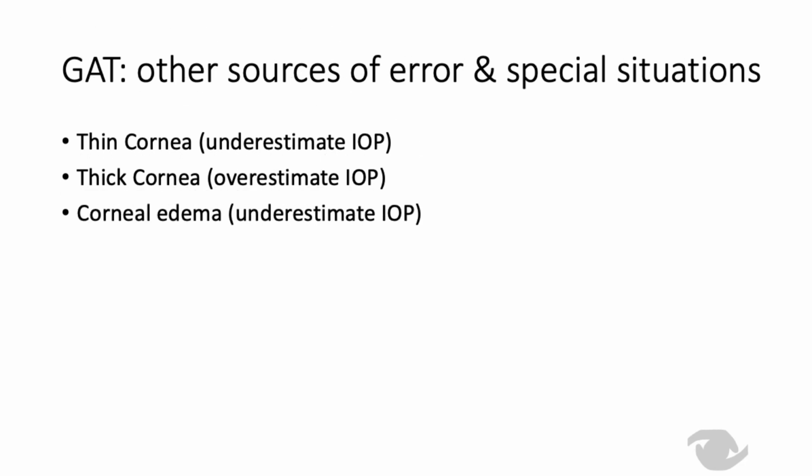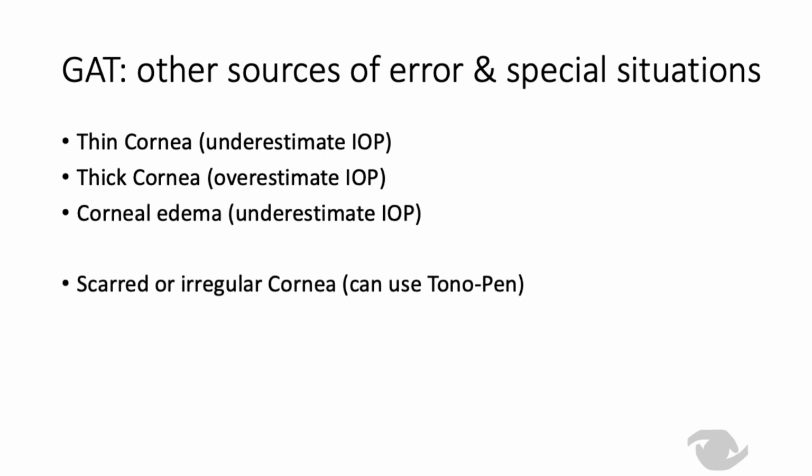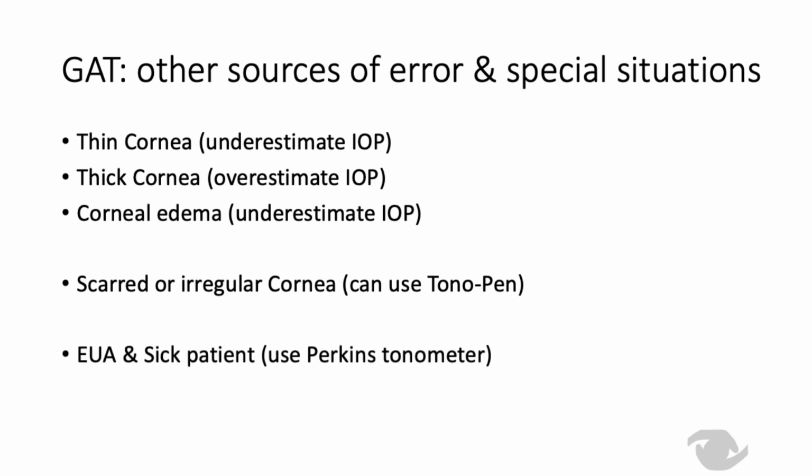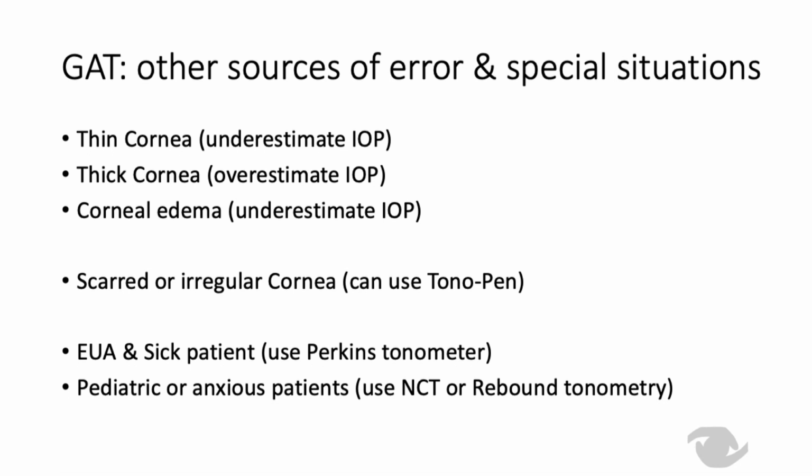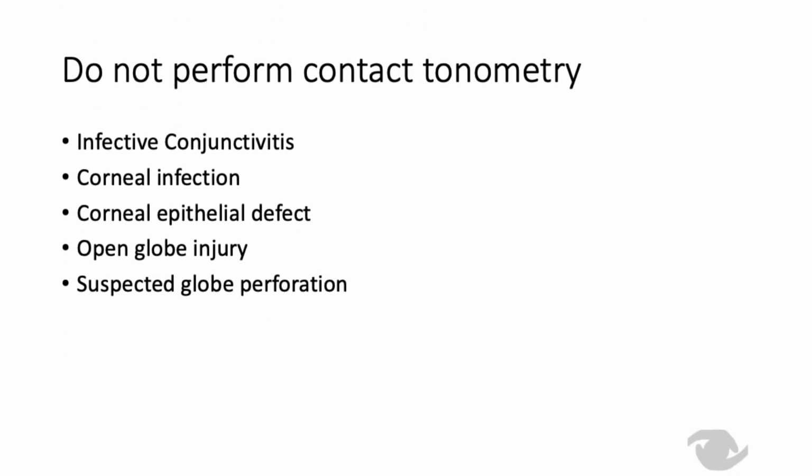With corneal edema, GAT gives false low reading. In scarred or irregular cornea, it can give high or unreliable reading. Tonopen, if available, can be used in such cases. For EUA in children or for any sick patient unable to sit at the slit lamp, Perkins tonometer is used. For children and anxious patients not cooperative for GAT, NCT or rebound tonometer can be used. Contact tonometry is contraindicated in case of infective conjunctivitis, corneal infection, corneal epithelial defect, open globe injury, and suspected globe perforation for obvious reasons.